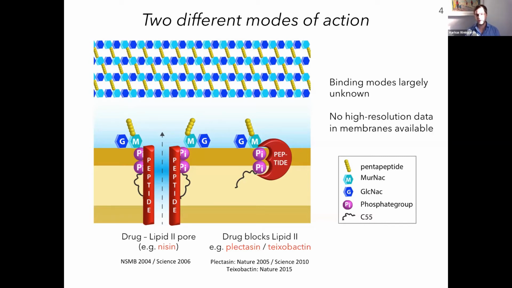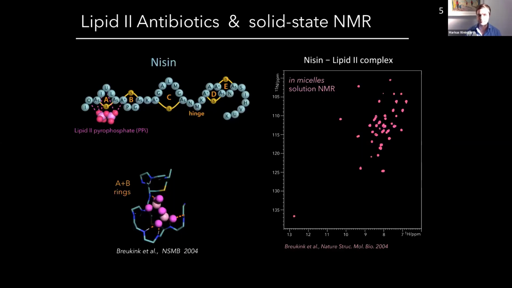We want to understand these compounds at the atomic level and directly in the physiologically relevant membrane environment using modern solid-state NMR methods. And I want to give you one illustration why we need to understand membrane-active drugs in membranes. This here is nisin, and nisin is the poster child of the lipid-2 binding drugs. There are around 100 papers on nisin every year.